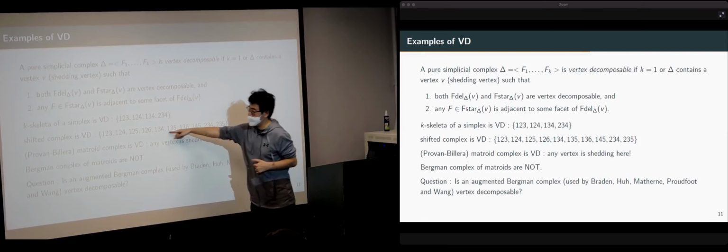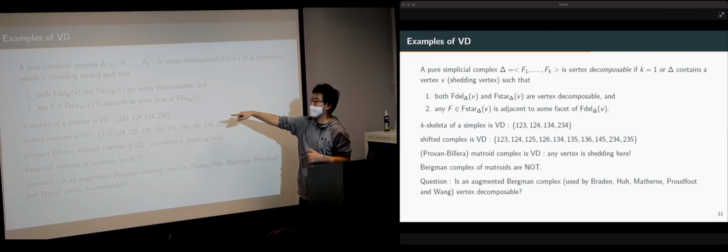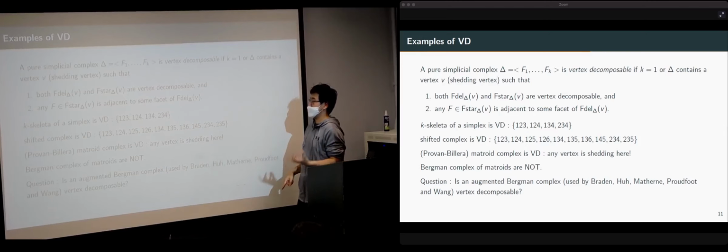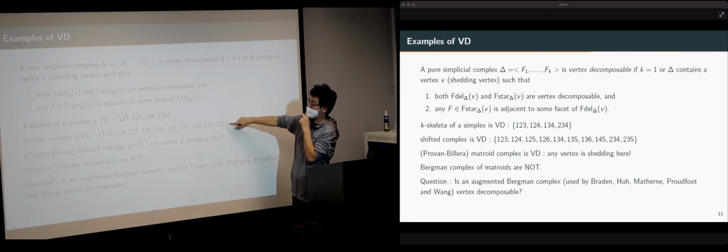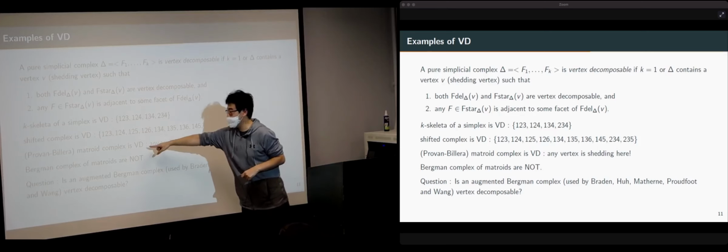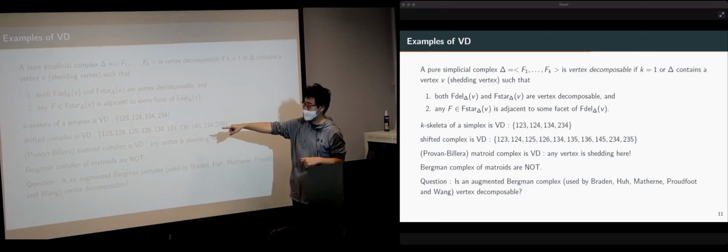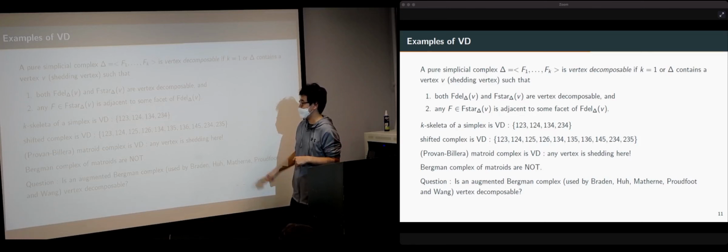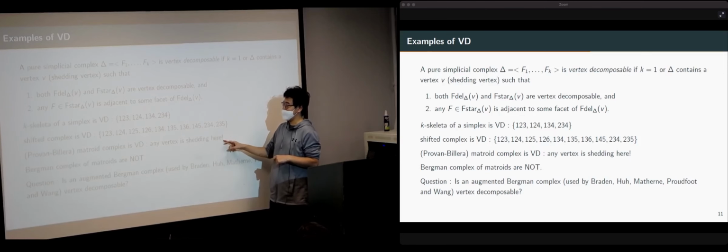The shifted complexes that we have seen earlier, which were a nice example of shellable complexes, are known to be vertex decomposable. And Provan and Billera also show that all the matroid complexes are vertex decomposable. In particular, you can use any shedding vertex.